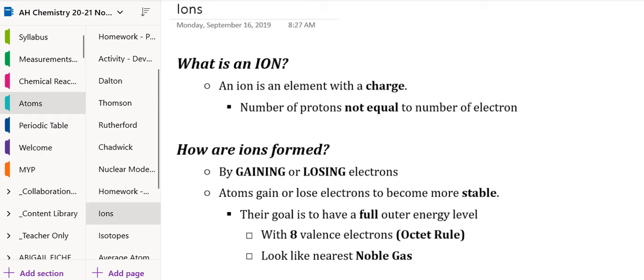What we're going to talk about this class period in more detail is why they form ions. The most general reason why is to be more stable. So atoms form ions to be more stable. And what leads to that stability is a full outer energy level. And we will keep adding depth to this energy level and outer energy level idea as we move through talking about atoms in the periodic table and electrons. We are going to find that there is a group of elements on the periodic table that have a full outer energy level. And those elements are called the noble gases.